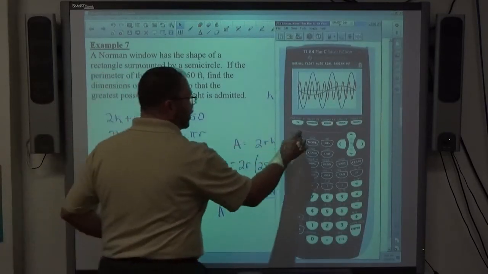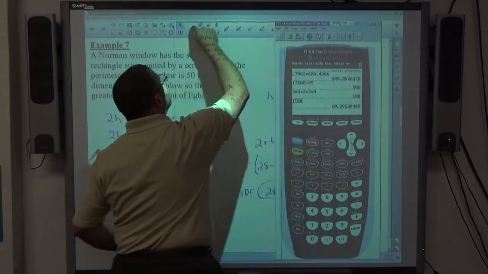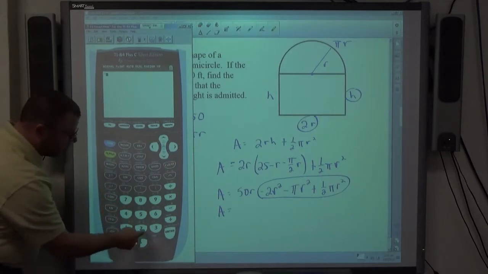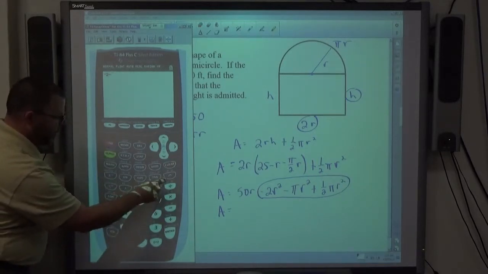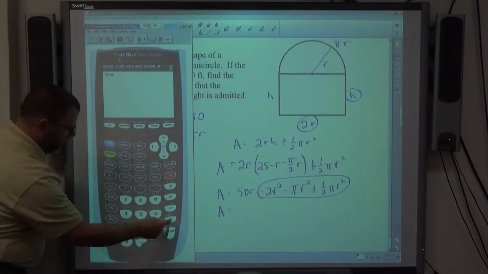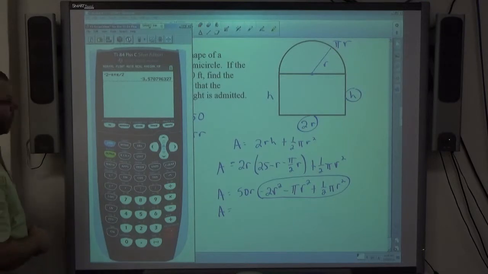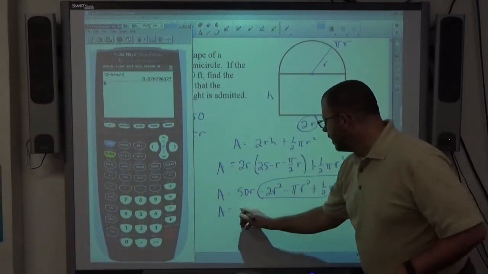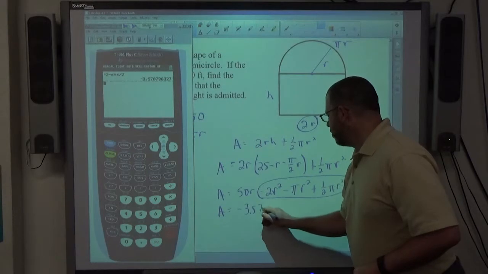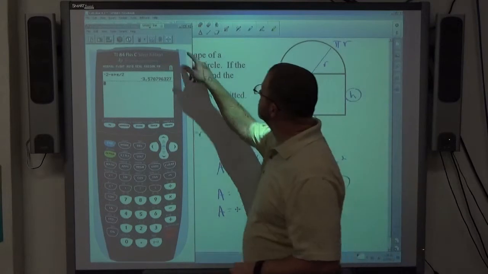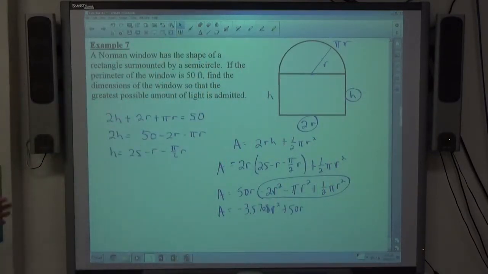So let's do that. We'll get rid of our trig stuff from earlier. All right, so I'm going to do -2 minus pi plus pi over 2. Comes out to -3.5708. So -3.5708 r squared plus 50r. We're going to be approximating this anyway, so if we go 4 decimal places in our work, it'll be a pretty accurate approximation, and that'll be a lot easier to differentiate.